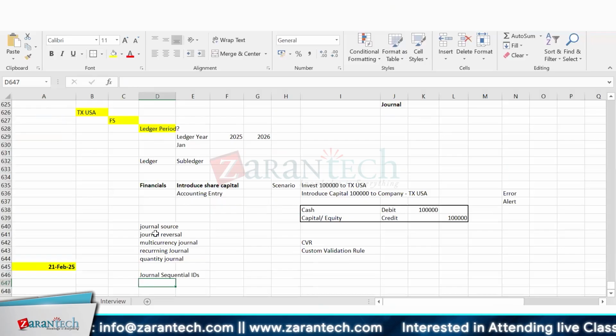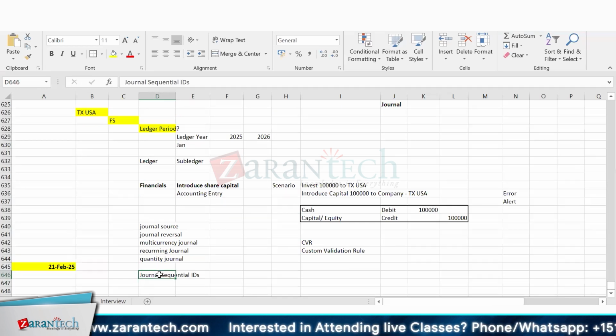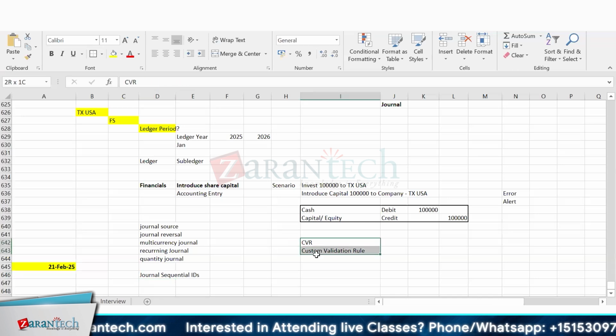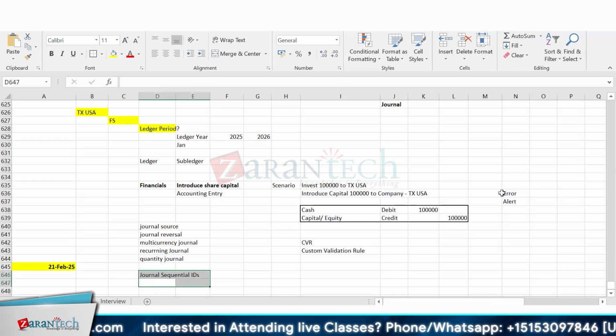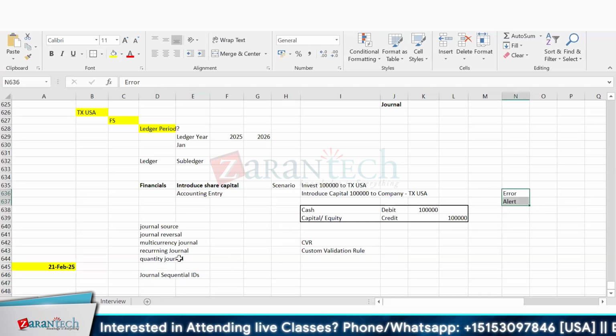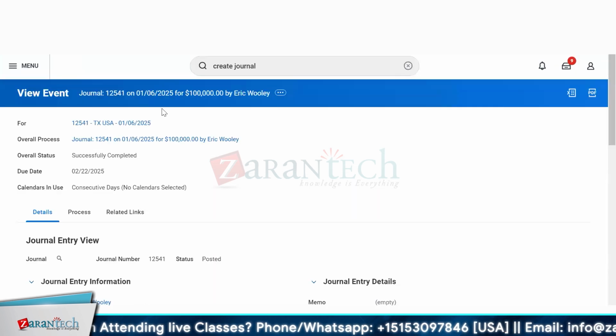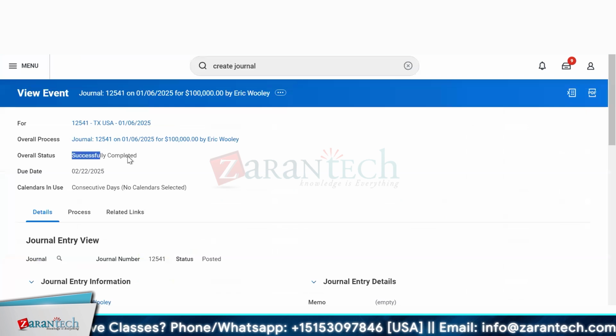So a couple of areas that I have put on hold, because we will have a separate topic or separate discussion to perform these kinds of activities like CVR, like sequentials, like errors and alerts. So we will learn these things at a later stage. Okay. Now my journal is ready. My transaction is successfully completed.